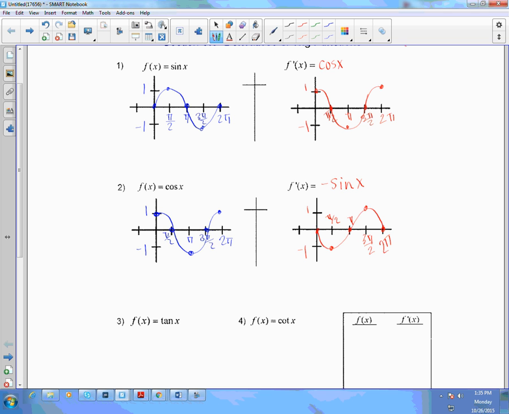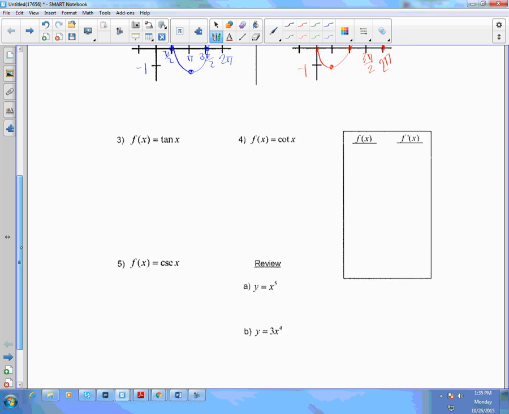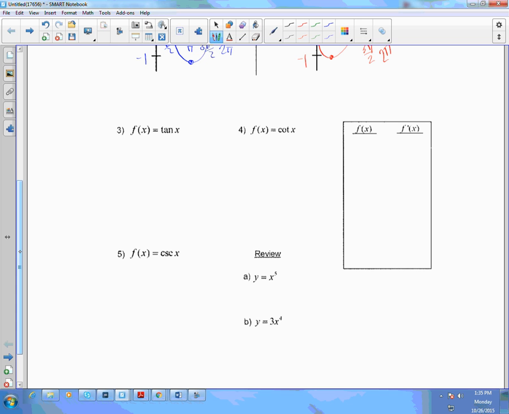Okay, so we're going to just go through the other trig function derivatives, using the rule we had last week. So, tangent. Remember on your trig identity page, we write tangent in a different form using sines and cosines. Sine over cosine.